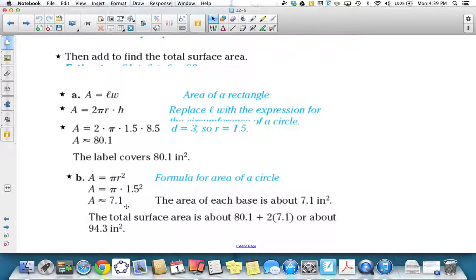Letter B, we want to find the total surface area of the can. So we simply add the area of the circles using the formula pi r squared, which is the formula for the area of a circle. The radius again is 1.5. We square it, and we end up with an area of approximately 7.1 square inches. What we need to do next is simply add the area of the curved surface to the area of both circles, which is 2 times 7.1. It's about 94.3 square inches. So that is now the surface area of our cylinder.